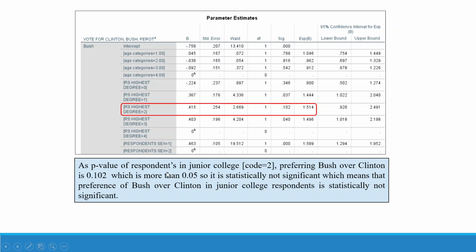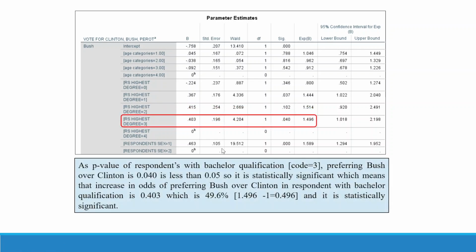Next, the p-value of respondents in junior college. This is positive. Any guesses? Yes, it is contributing towards Bush only. So preferring Bush over Clinton is 0.102, which is more than 0.05. But the problem is the p-value is more than 0.05, and therefore, though this is positive, it is statistically not significant, which means that the preference of Bush over Clinton in junior college respondents is statistically not significant. Now this is positive as well as significant.